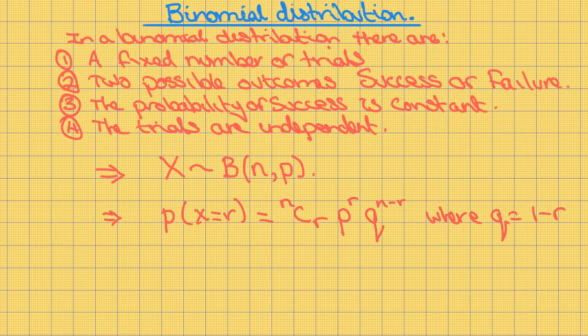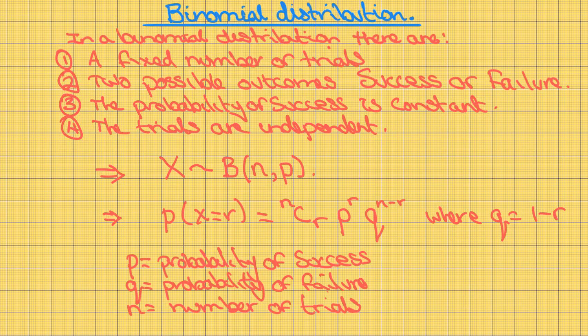Therefore, if X is binomially distributed, the probability that X equals R equals n choose R times P to the power of R times Q to the power of n minus R, where Q equals 1 minus P. P equals the probability of success, Q equals the probability of failure, n is the number of trials, and R is the number of successes.